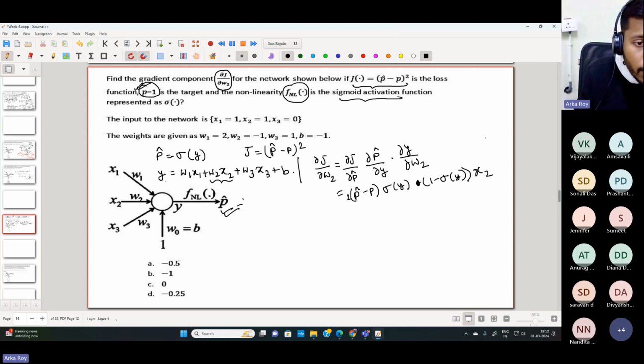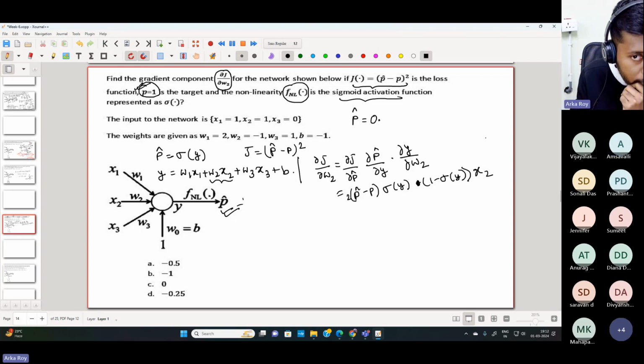So can anyone tell me what is the value of p hat? What is the value of p hat? 0.5. Yeah, what is the value of p hat?